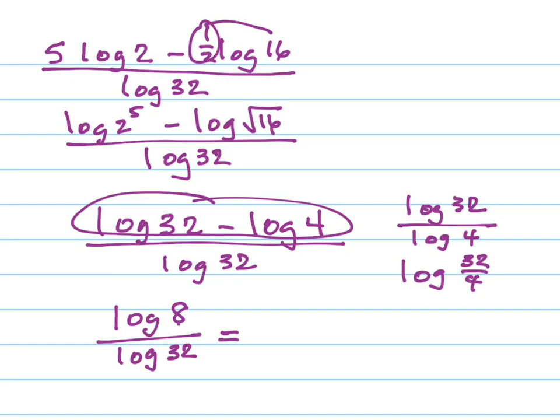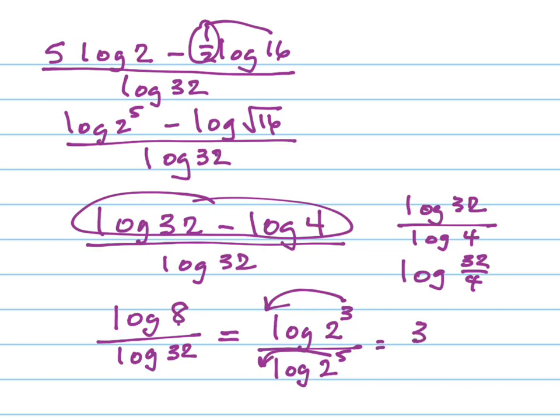So what we can do is turn 8 into the log of 2 raised to the 3rd power. And we can turn 32 into the log of 2 raised to the 5th power. Now those exponents can become coefficients, or multipliers, there. So it's 3 times log of 2 over 5 times log of 2. I'm sorry, not log base 2, log of 2.